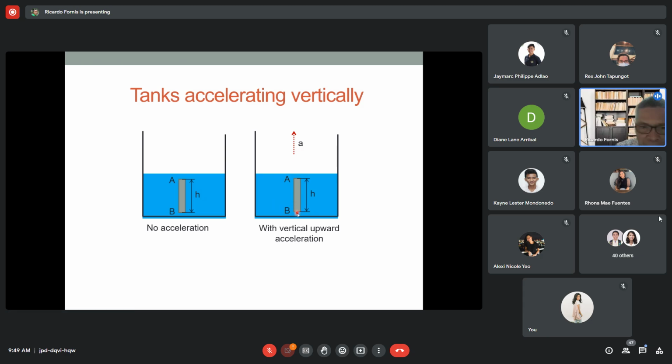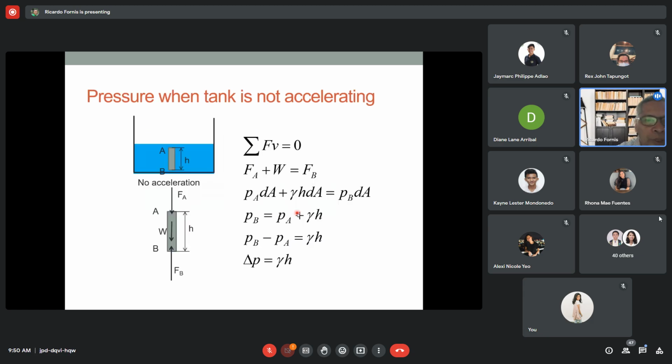If we analyze the prism, the forces acting are the following, assuming there is no acceleration involved. Since the top portion is already below the liquid surface, there is pressure due to the fluid. If you multiply that pressure by the area, what you will get is a force. So force A is simply equal to pressure times the differential area A.